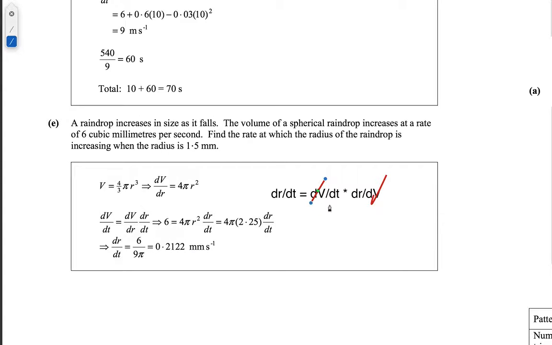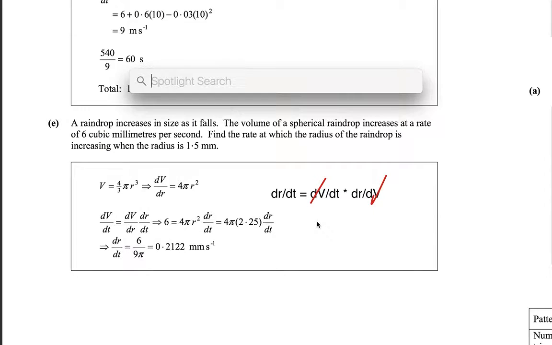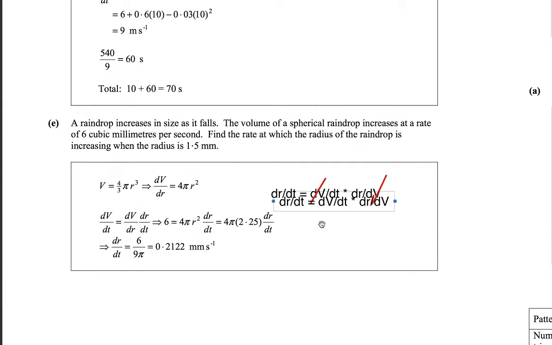So how do we get that? dv/dt we have, that's 6. Paste that here. That's 6 cubic millimeters per second. Now we want dr/dv, so how do we get that? Well, we know it's a sphere. We know that v is equal to 4/3 pi r cubed. That will be in your formula tables. So we can get dv/dr.